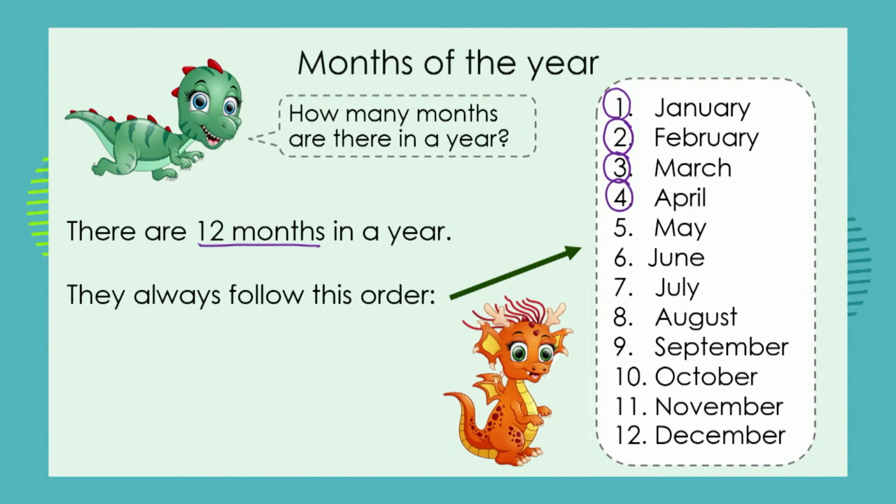The fourth month, April. The fifth month, May. The sixth month, June. The seventh month, July. The eighth month, August. The ninth month, September. The 10th month, October. The 11th month, November. And the last month is December.